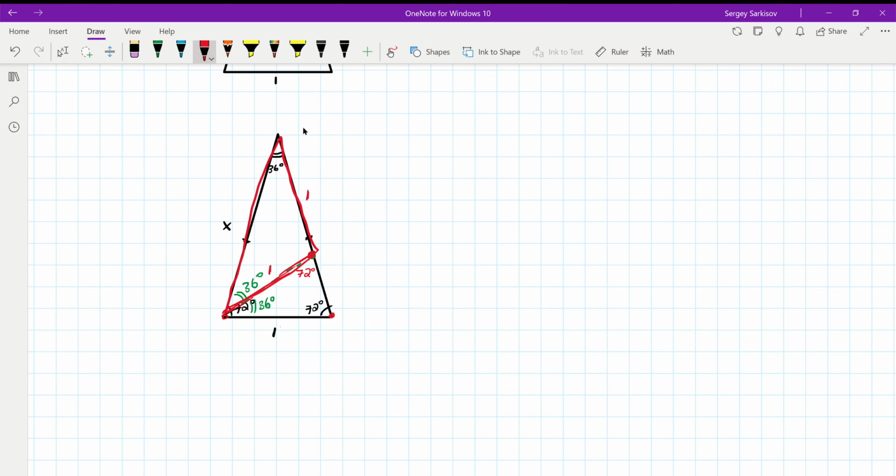Cool, right? So we have that this side, which if total is X, and that's 1, is X minus 1. Okay, now, here's what we're going to do. We're going to talk about the law of sines for a moment, even though we don't even need that. But let me show you, because there's another way.